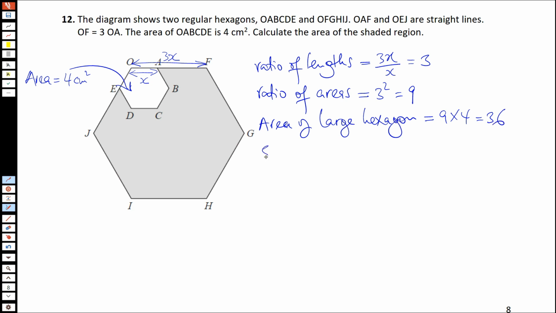So the shaded area will be equal to 36, which is the area of the larger hexagon, minus the area of the smaller one, which is 4. And that will give you 32 centimeters squared. That's basically how you solve this question.